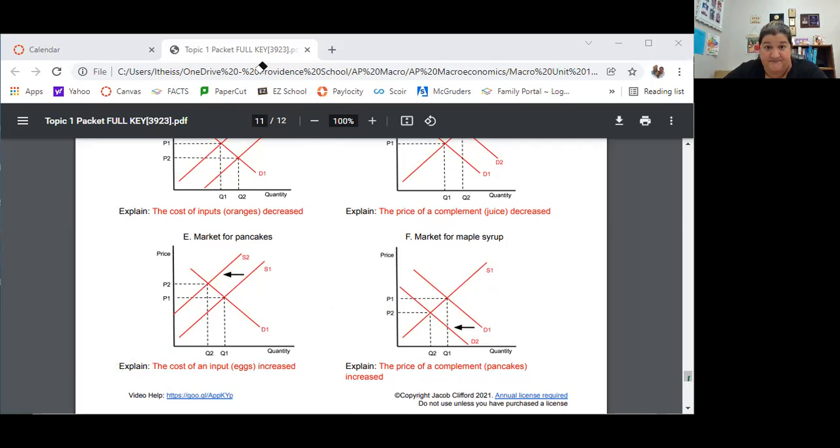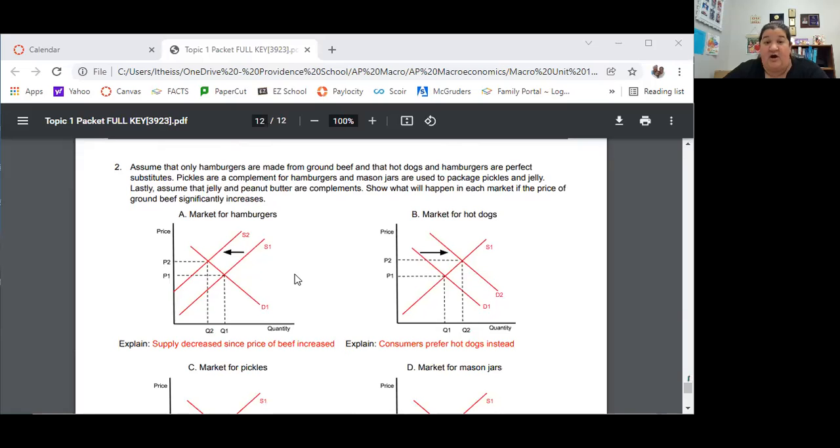Everybody good with that? All this is doing is going through the same process again. So I'm going to post this to Canvas, but I think just looking at the answers and looking at the explanation for why it shifted should be good enough for you. If you are still struggling with the double shifter, please send me a Canvas message and I will work one more problem out for you and I'll send it to you.